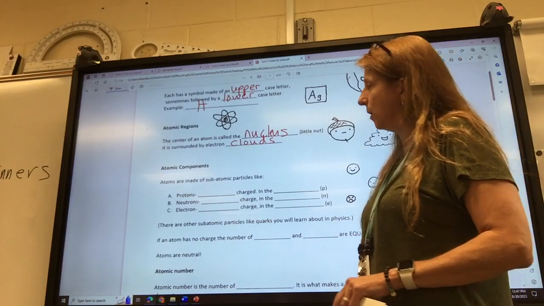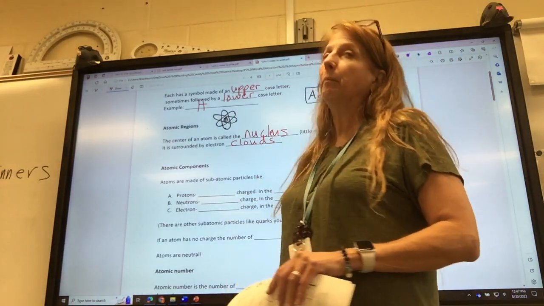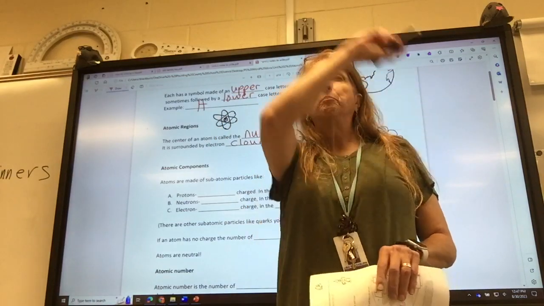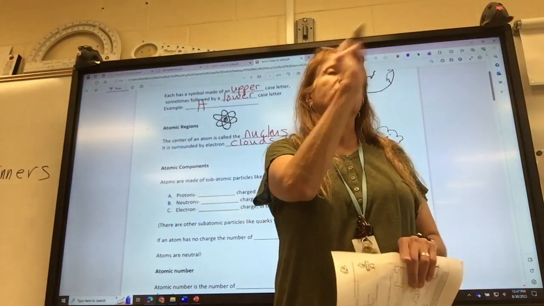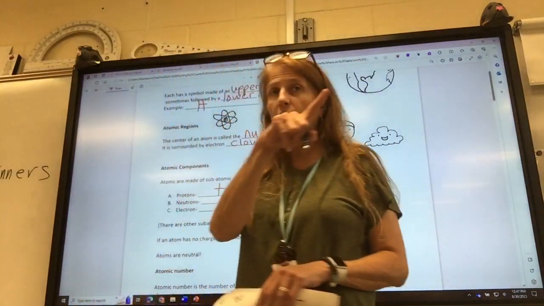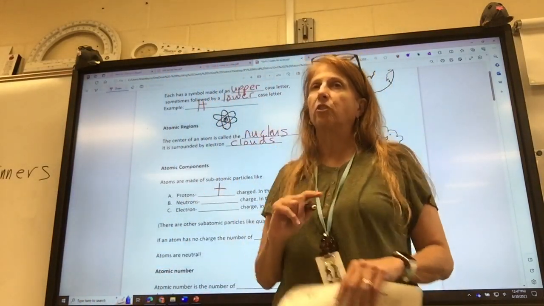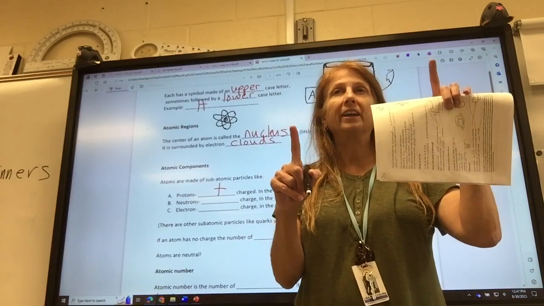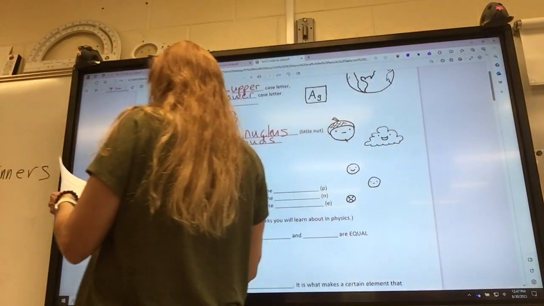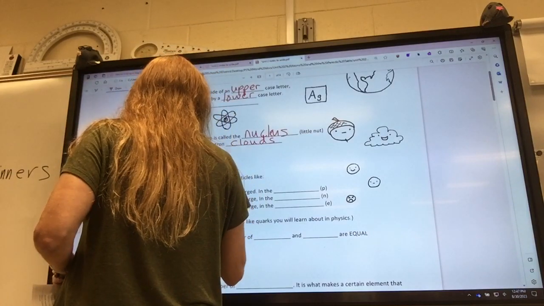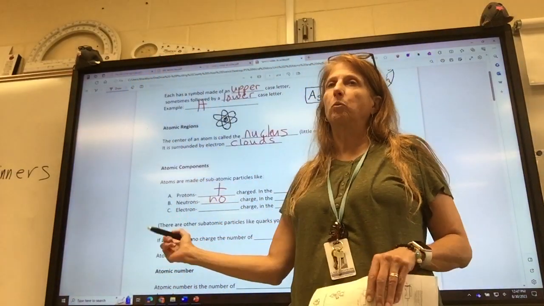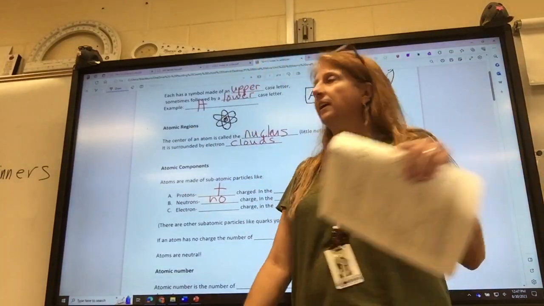So atomic components. Atoms are made of subatomic particles like protons. And let's check your prior knowledge. What charge are protons? Positive. What charge? No, this one's tricky. What charge are neutrons? Negative. Not negative. Neutral. They're neutral, yes. They have no charge. And now this one, you should get what charge are electrons?